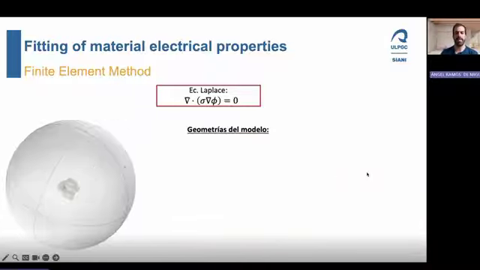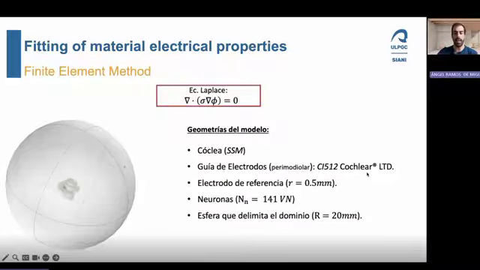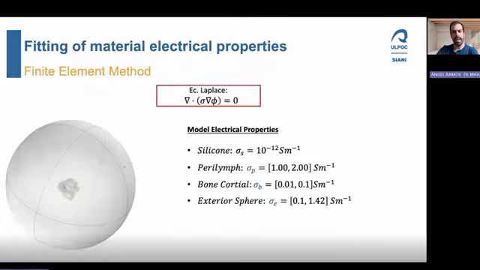From this geometry, we have to define the cochlea, the electrode array, and the reference electrode, that is this little one here. And then we have a set of virtual neurons, and then we define the boundary with a sphere with a radius of 20 millimeters. Then we have to define the electrical properties. So we have silicon, which is a constant for the electrode array, and then we have these three: perilymph, cortical bone, and the exterior sphere, where there is a range of valid values that can be selected depending on which one best matches the transimpedance matrix of the model to a given patient.